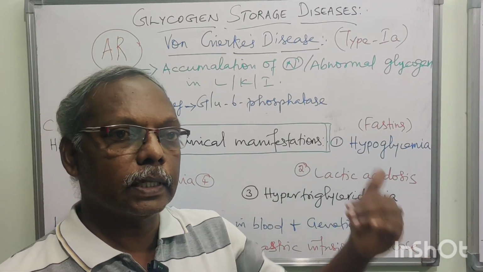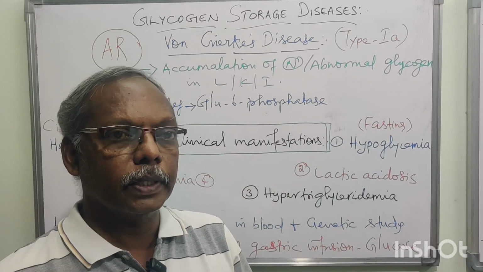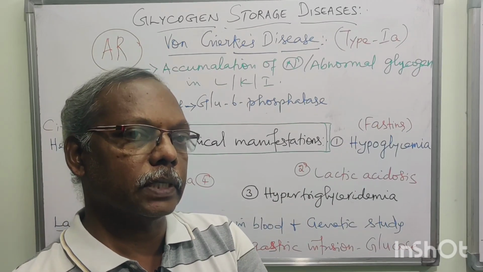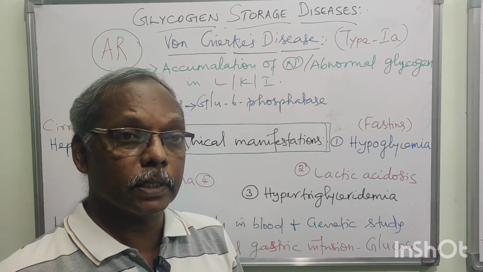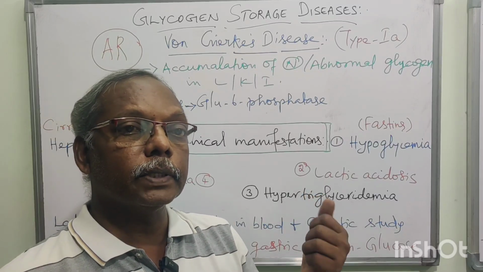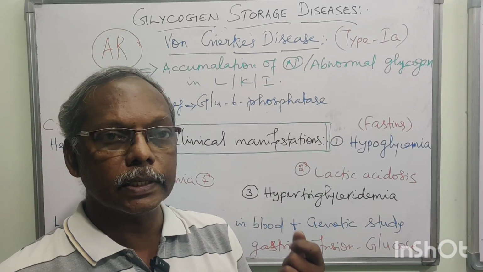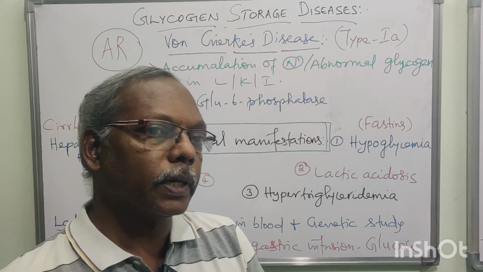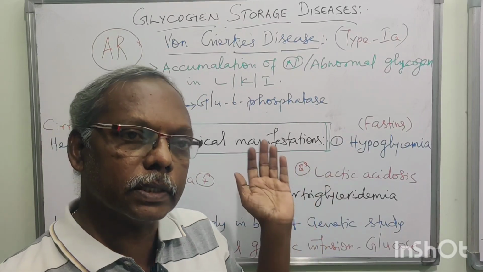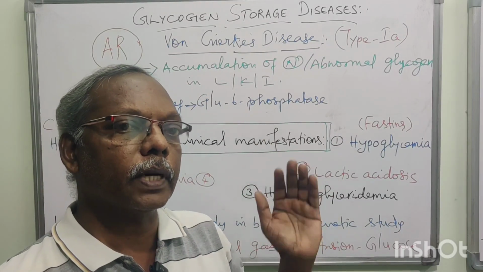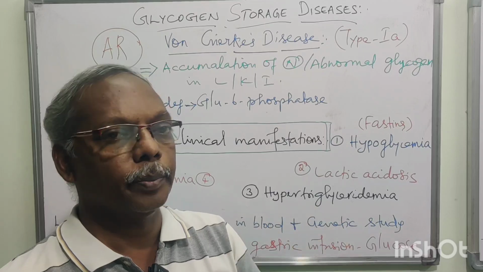From the glycerol, TAG synthesis will be increased. From the excess of acetyl-CoA, ketone bodies are increased. From the NADPH, fatty acid synthesis is increased. Like that, all the lipid compounds will be increased in this disease. That is why hypertriglyceridemia or hyperlipidemia.